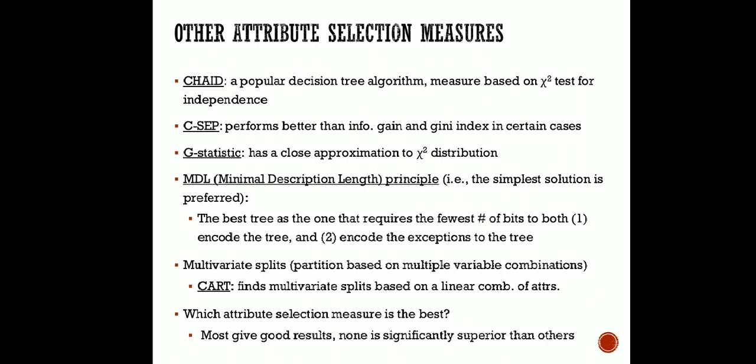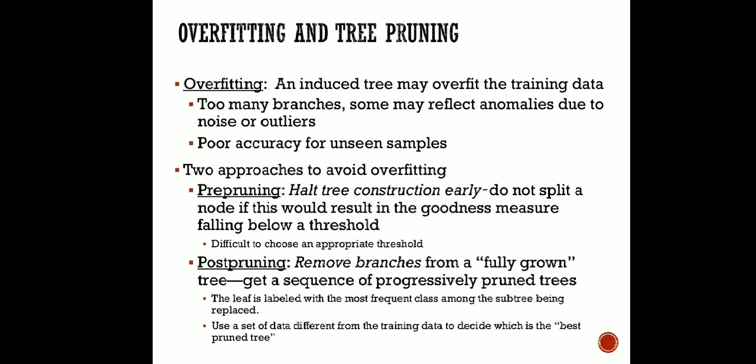These are the other attribute selection measures present, but we are not going to get into the details of them. If you are interested, you may go through the ebook which I have shared with you. So these are two more important characteristics of a decision tree. One is overfitting, and we will see how to prune this decision tree and what the need for pruning is.